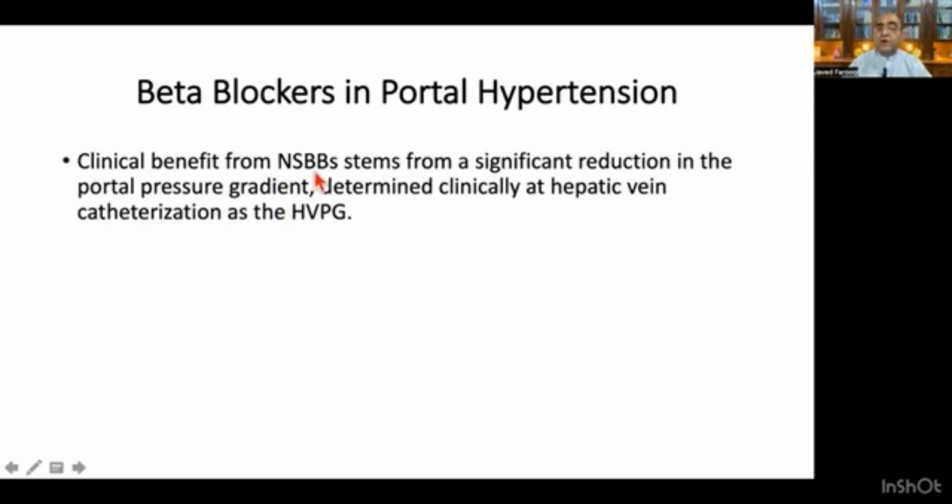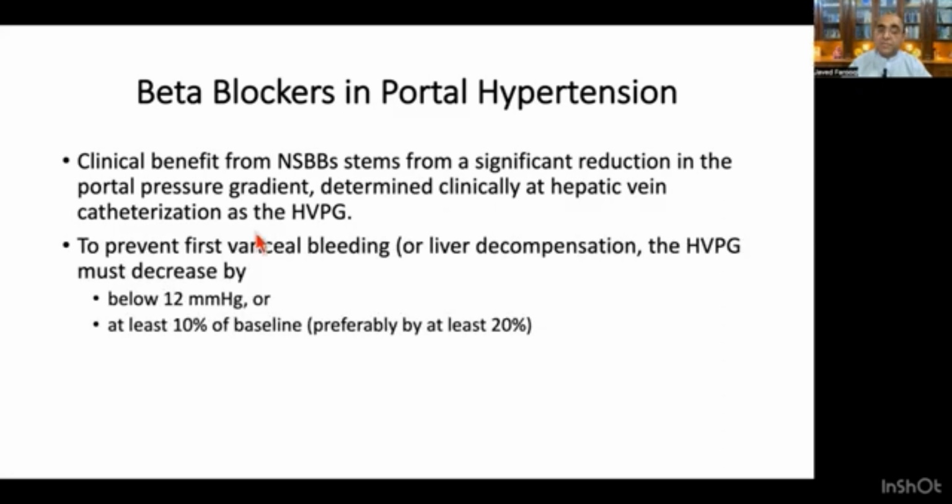Clinical benefit from non-selective beta blockers stems from a significant reduction in the portal pressure gradient, which is determined clinically as the hepatic venous pressure gradient, HVPG. To prevent first variceal bleeding or liver decompensation, the HVPG must decrease to below 12 millimeters of mercury or by at least 10% of the baseline, preferably by at least 20%.